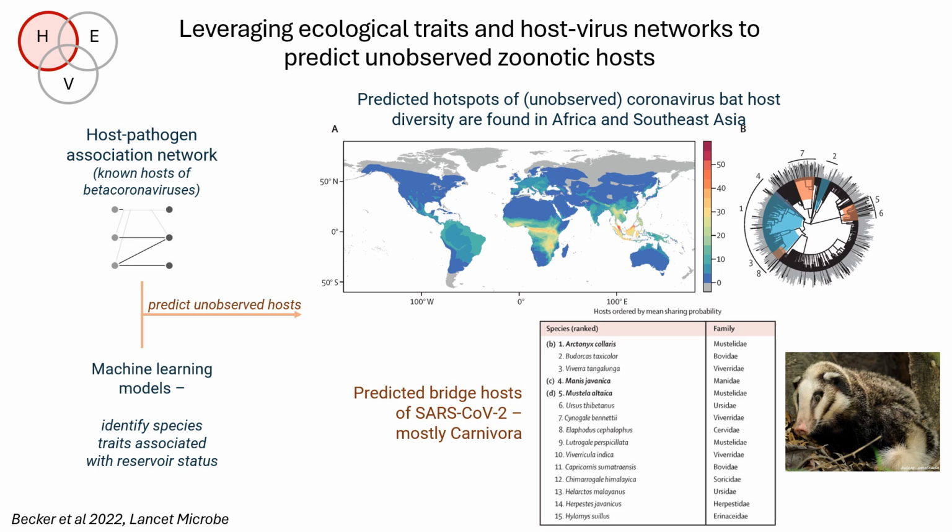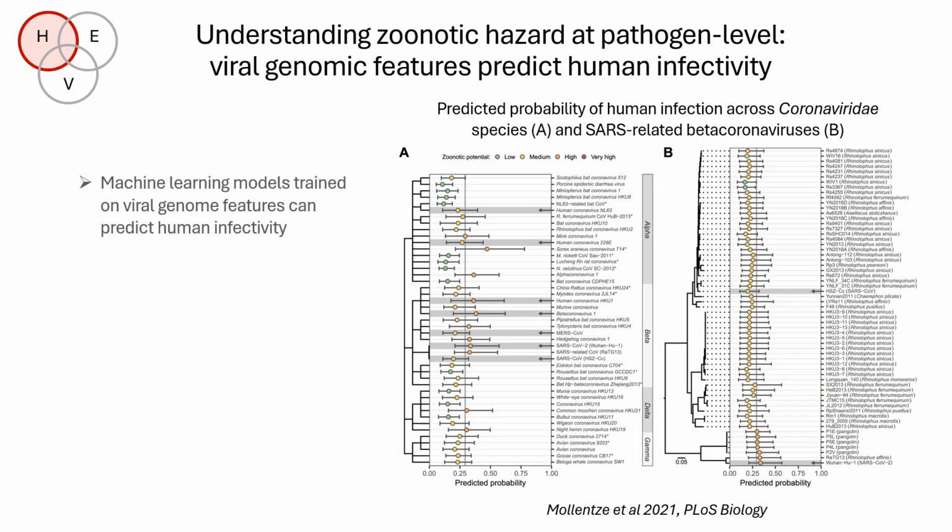So this is one way that predictive modeling can try and fill some of those surveillance gaps and give us a better understanding of these large-scale patterns of zoonotic hazard. But we can also take a view of hazard at the level of individual pathogens and ask, what are the characteristics that predict whether a virus will infect humans? And could this help us to identify the kind of evolutionary potential pathogens that may pose an epidemic or pandemic risk?